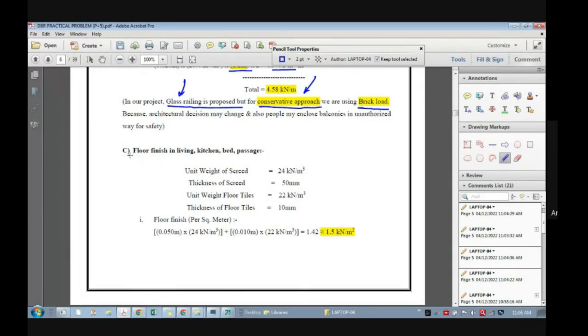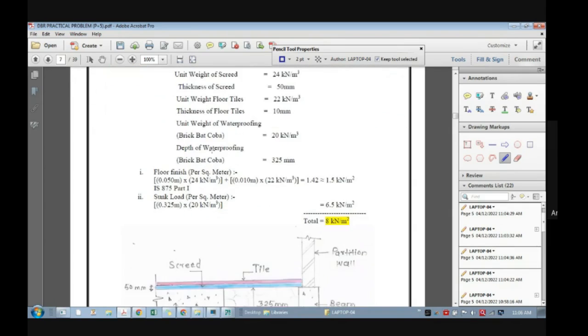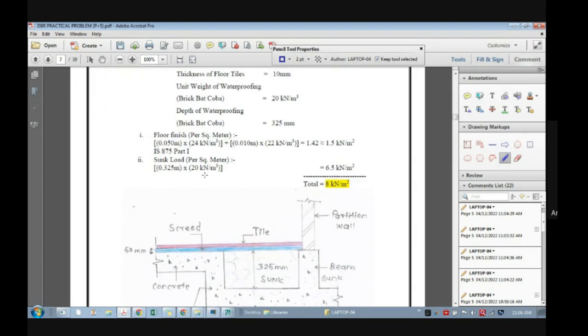Floor finish. Generally we have tiles in the room, kitchen, bedroom, or passages. You can see here, this is a tile. How do we place the tiles? Below the tile, there is a screed or mortar. Generally, we have a mortar thickness of 50 mm below the tile, and for the tile, we can take 10 mm thickness on the higher side.